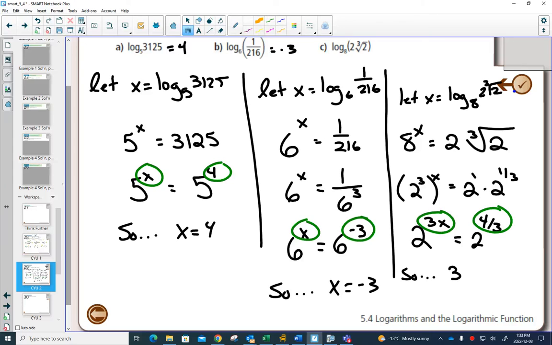So by observation, 3x has to equal 4/3. Divide both sides by 3, and you would get 4/9.